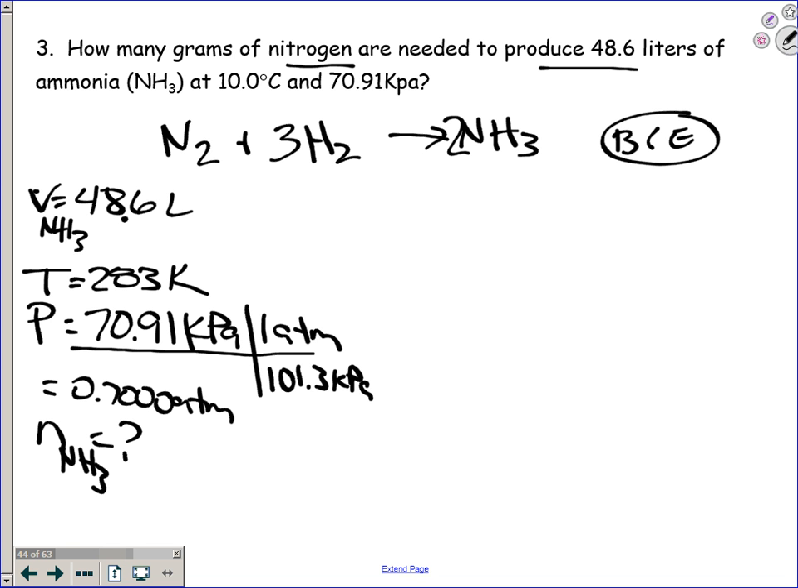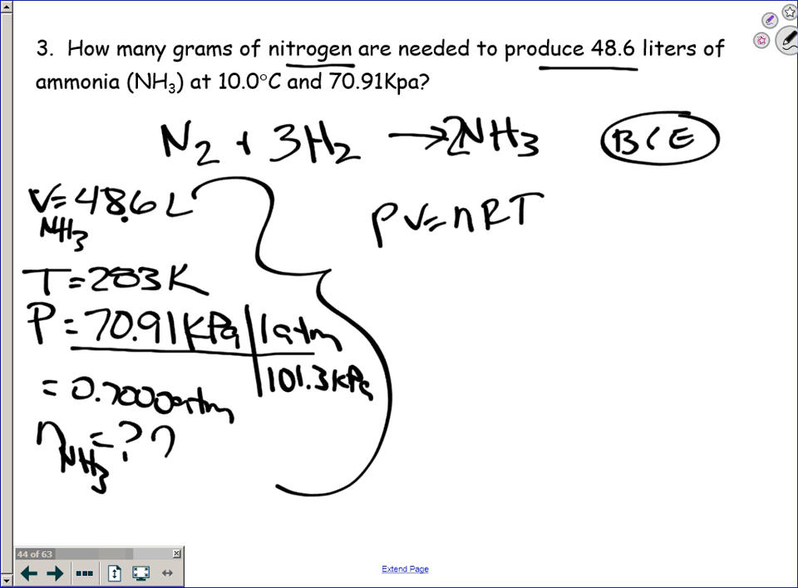So I'm going to plug this into the what? Okay, I'm going to plug all this into the ideal gas law, and I'm going to solve for moles of ammonia. So what's the final question? Grams of N2. So once I get to moles of ammonia, what am I going to do? Mole ratio back to moles of nitrogen, and then what? Molar mass. Okay, knock it out.